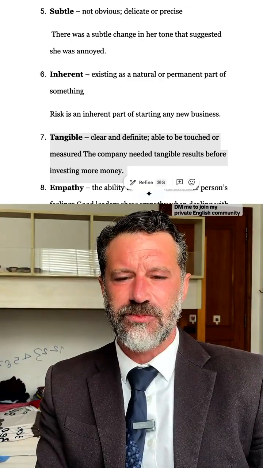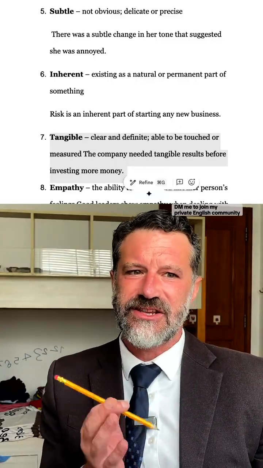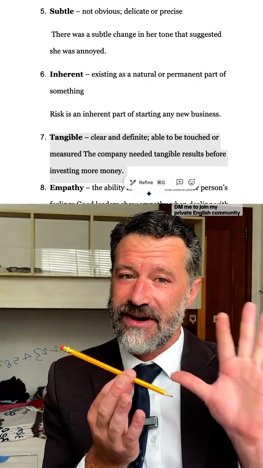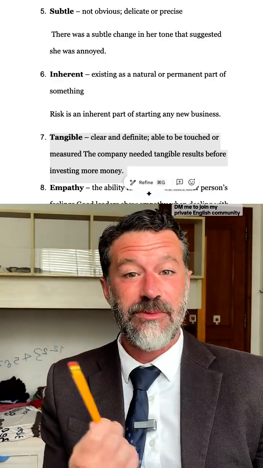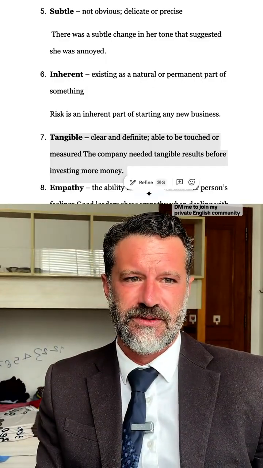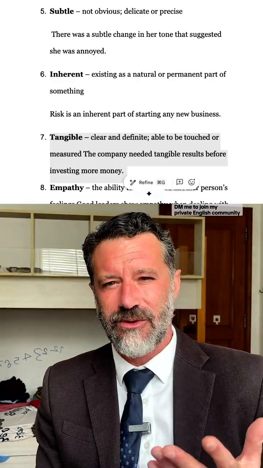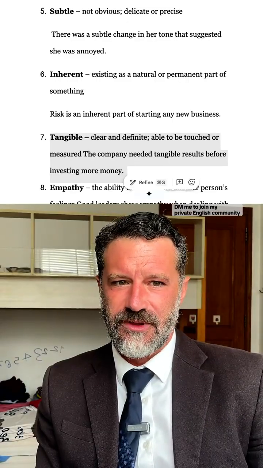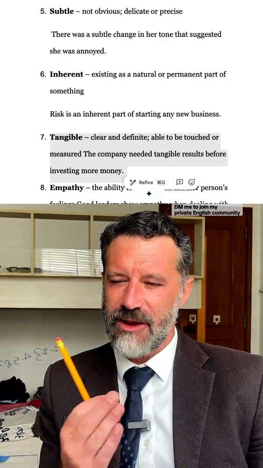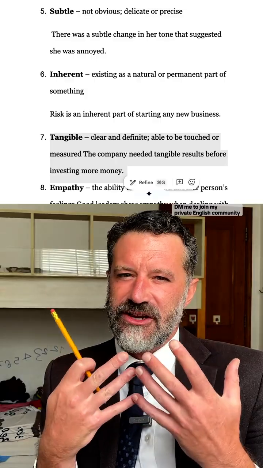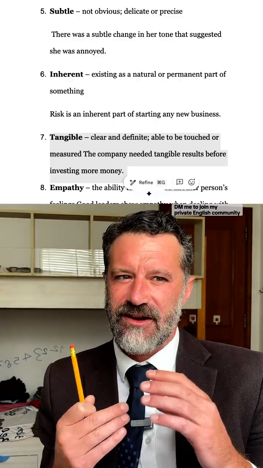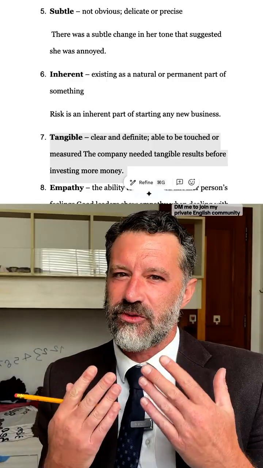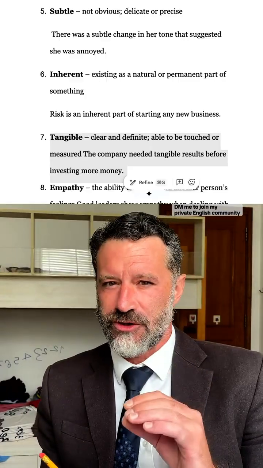Anyway, let's get back to this. Tangible. Like I said, tangible means that you can touch it, right? It exists in real life, right? So this pencil is tangible, right? I can touch it. It's clear and definite, able to be touched or measured. So the example sentence here, follow along with me. The company needed tangible results before investing more money, right? So the company wanted to see that good things were actually happening, right? Not in theory, not like hopefully something good will happen, right? They wanted tangible results, right? They wanted things that you could measure.